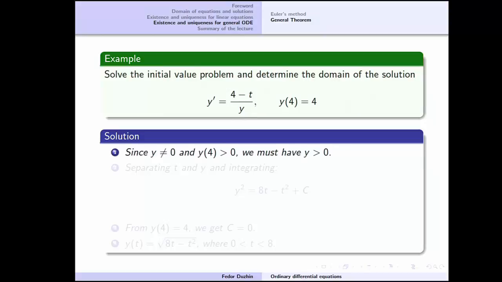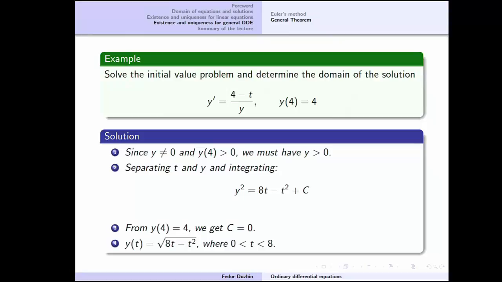Right? So first of all, since y cannot be 0, it means that y has to be positive. Since the initial value of y is positive, y has to be positive because it cannot cross the 0 level. So then this is a separable differential equation. I hope you remember how to solve it. When you separate the variables and integrate, you get this. Then you need to use the initial condition to solve for c, and you get that c is 0. But then if you solve for y, it means that y of t is the square root of 8t minus t squared.